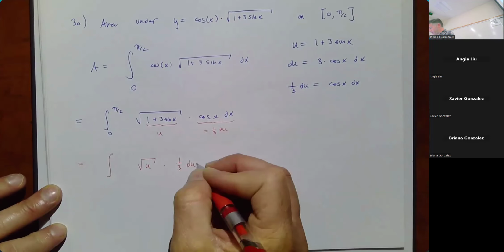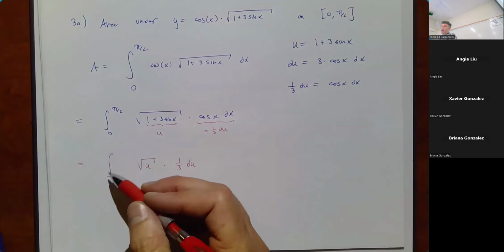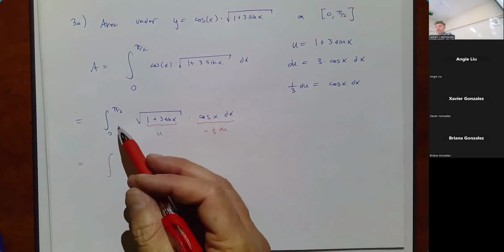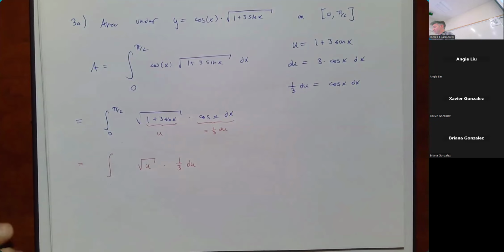It would be incorrect to write 0 to pi over 2 here. If you don't want to change them and you want to change back at the end, you can write x equals 0 to x equals pi over 2, but you should actually write x equals, because those are x limits, not u limits. I would change them, and I think you should change them because I think it's easier.